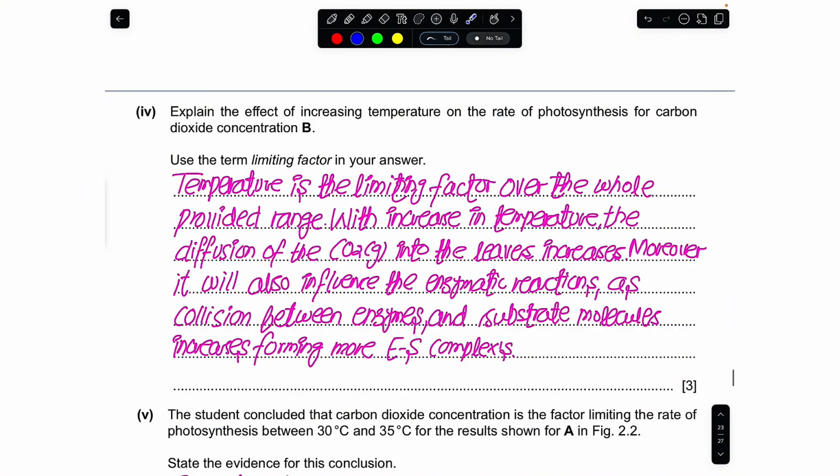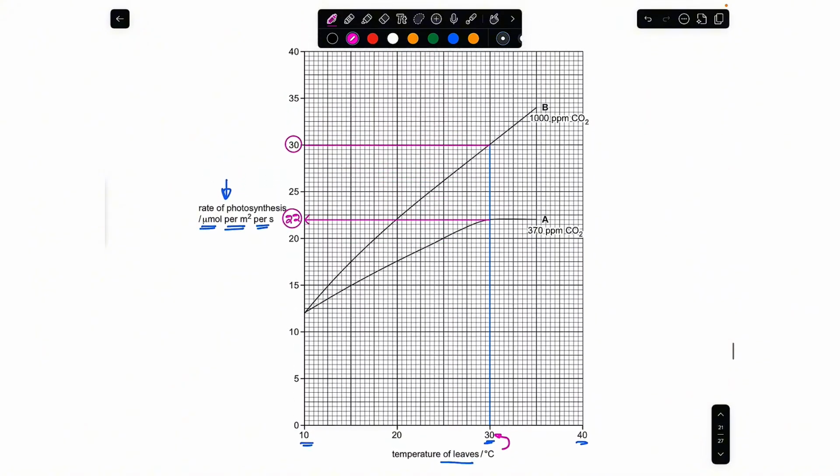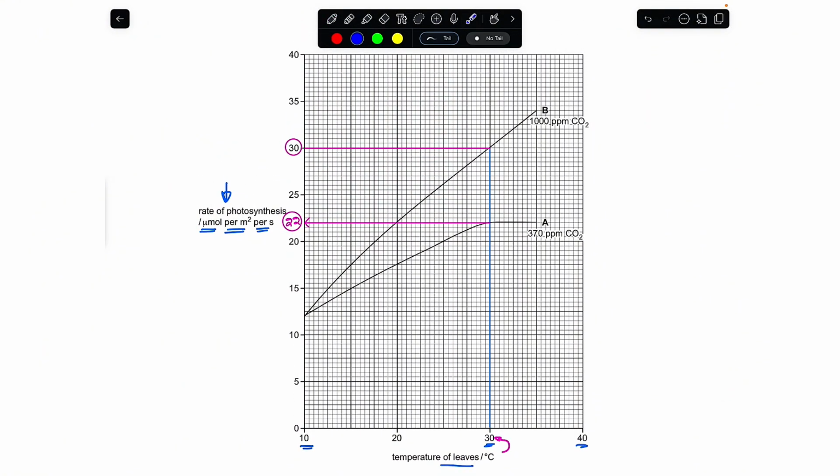Now, if we come on toward the fourth part, they say explain the effect of increasing the temperature on the rate of photosynthesis for the carbon dioxide concentration. And for 3 marks, the examiner wants you to also use the term limiting factor in your answer. So let me just take you back to the graph again, and you see that at any point we don't see this curve leveling off or reaching a plateau.